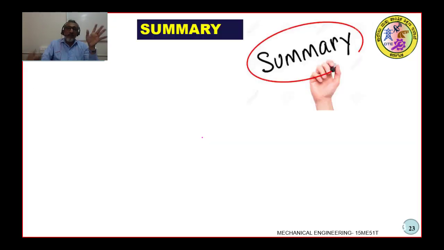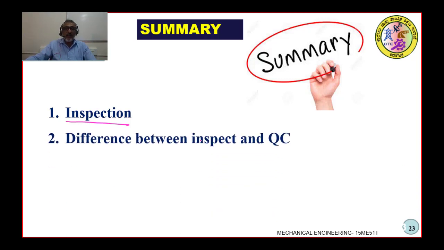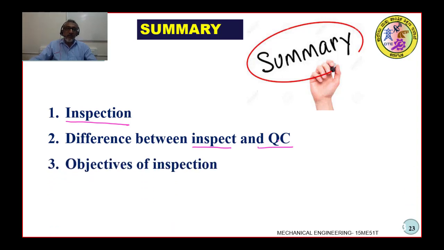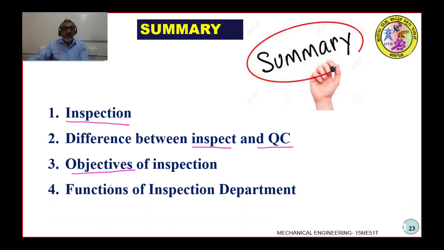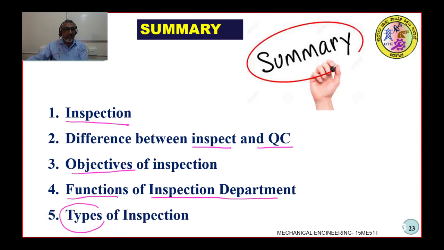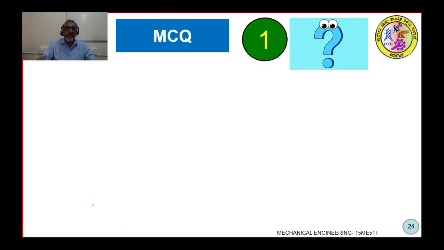Well, friends, we discussed these things in today's class. We discussed what is inspection. It is a determinative function to ensure that poor quality items do not reach the customer, and we have seen the difference between inspection and quality control, and we have seen the objectives of inspection. We have seen the functions of the inspection department, and finally we have also seen the various types of inspection. That's what we discussed in today's class.